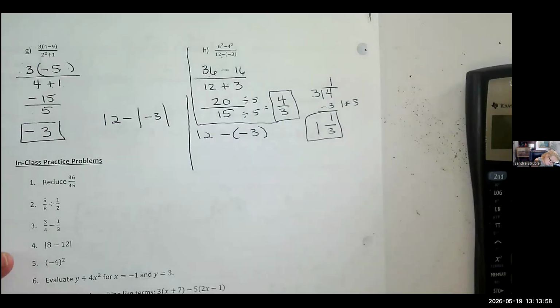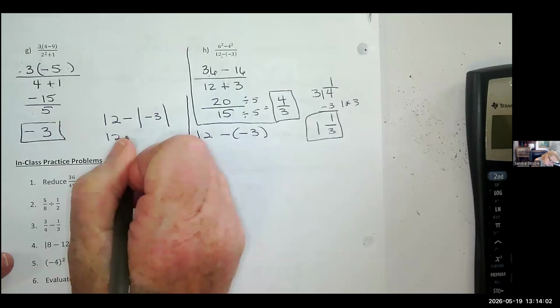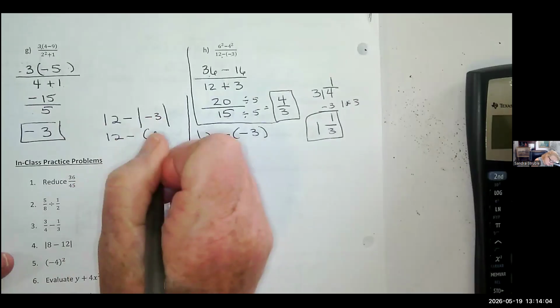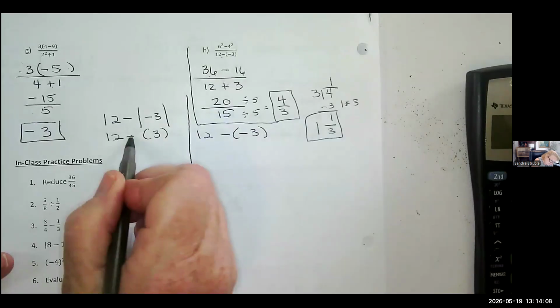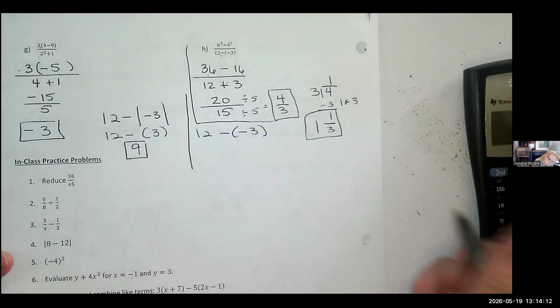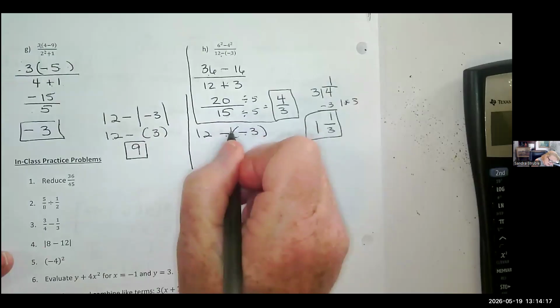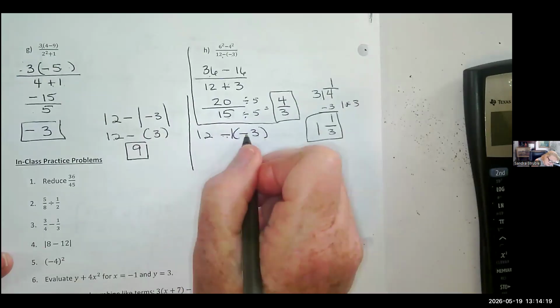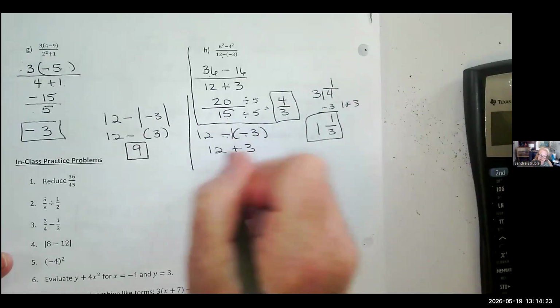12 minus the absolute value of -3: the absolute value of -3 is 3. So now we've got 12 minus 3, which is 9. This is 12 minus -3. This is the same thing as having a 1 out here. A negative times a negative is a positive 3. 12 plus 3 is 15. Different things. Be careful.